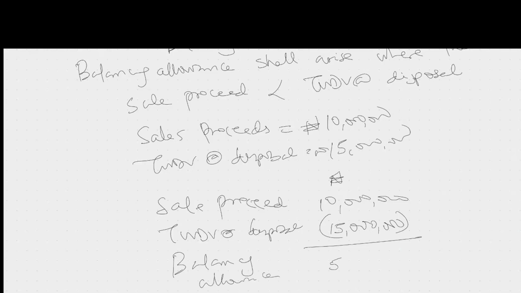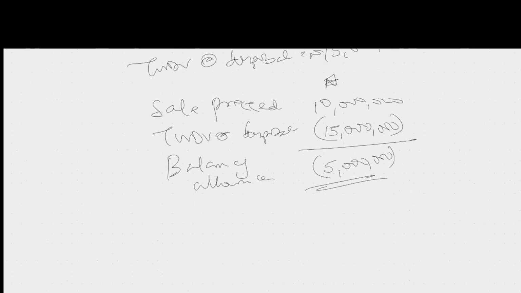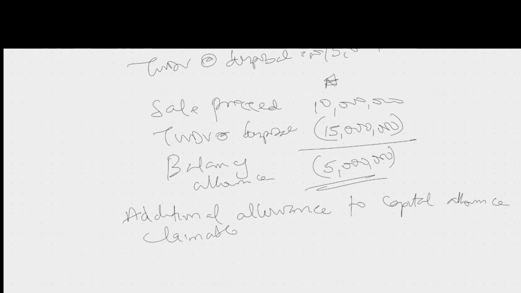Okay. Does balancing allowance have a restriction? The answer is no. There is no restriction for balancing allowance, because balancing allowance is an additional allowance to capital allowance claimable by the taxpayer. Okay, so that is that.